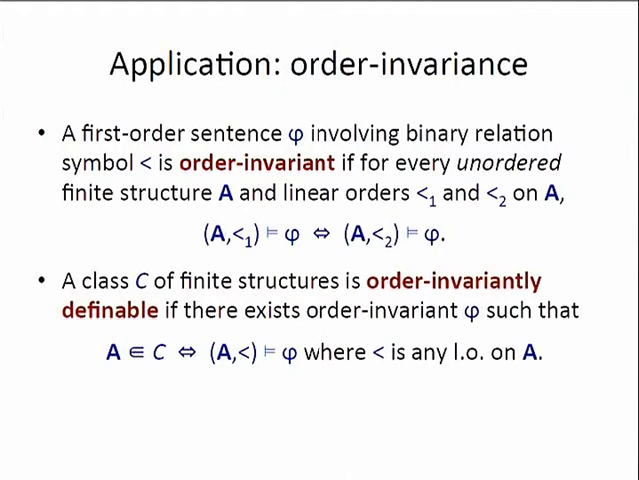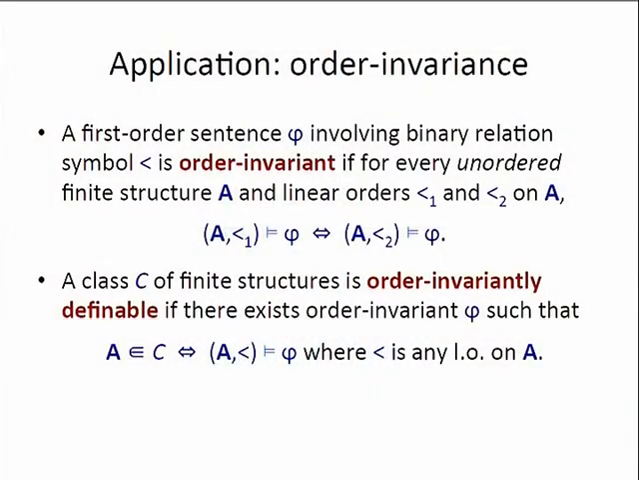Okay, so we just showed that the set of even power set structures is not first order definable. And now I'm going to give an application of this result, to show something nice about a variant of first order logic known as order invariant first order logic. Okay, so here's a definition. We have a first order sentence phi, which involves some additional binary relation symbol, which is supposed to be a linear order.